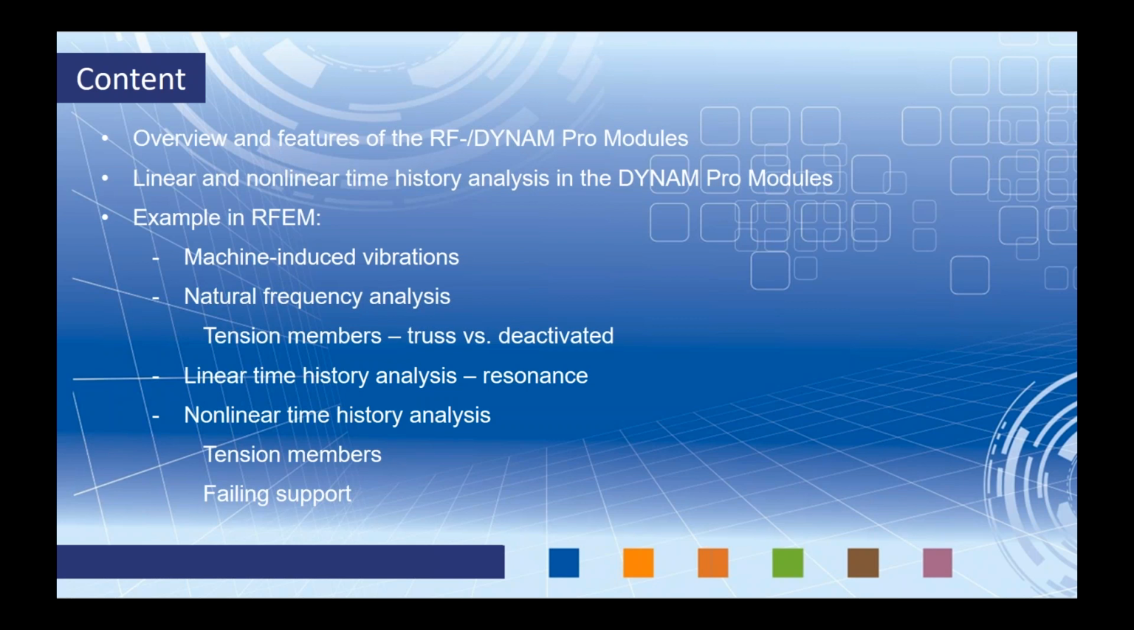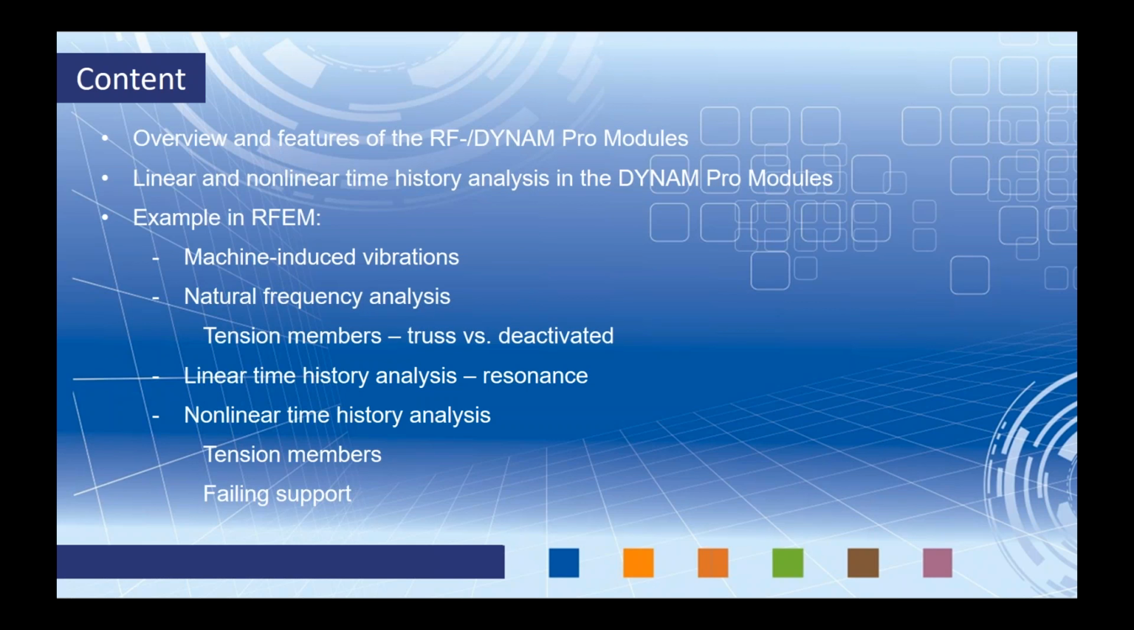We'll go ahead and perform a natural frequency analysis. And with this, we'll have two different cases. In our structure today, we're going to have tension-only members. Now, the natural frequency analysis is a linear analysis, so by default, the program will automatically substitute in a truss member for those tension-only members. The second case that we want to take a look at is how our frequencies and mode shapes change when we actually deactivate those failing tension-only members.